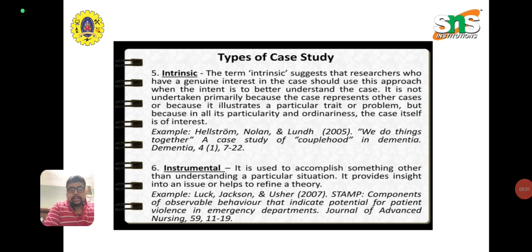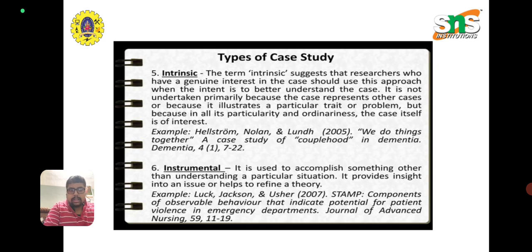Next, we are going to see the intrinsic case study. The term intrinsic suggests that it should be approached when researchers have a genuine interest in the case and intend to better understand it. It is not undertaken primarily because the case represents other cases, or because it illustrates a particular trait or problem, but because of the particularity and ordinariness of the case itself, the case becomes of interest. Example, Ekström and Nolan, we do things together, a case study on couplehood in dementia.